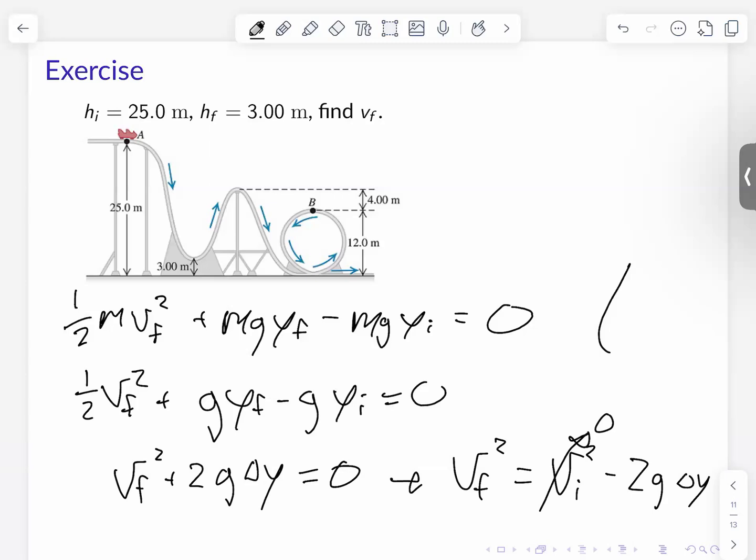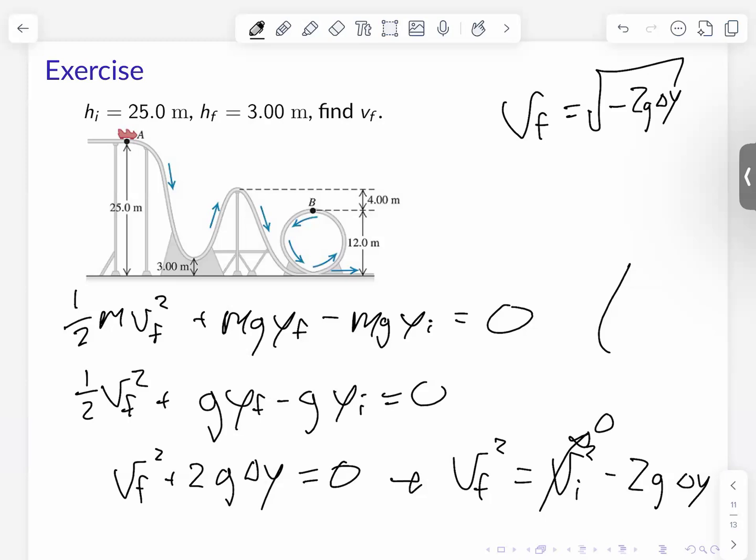Okay, let's finish off. How do I get vf alone? Uh-oh. Square root of a negative number? Can you do that? What am I lying about? Which way are we going? We're going down. What's delta y, positive or negative? What happens if you have a negative times a negative number?